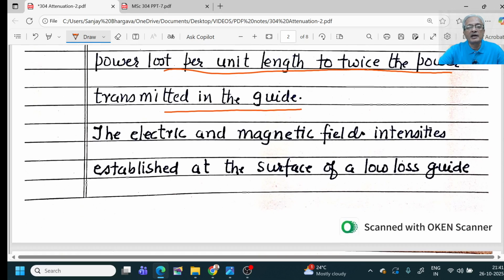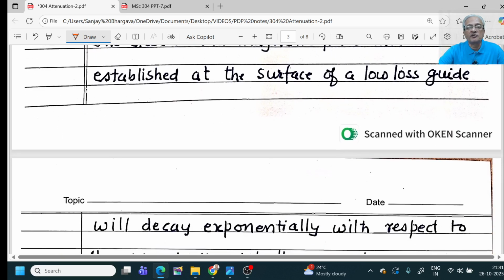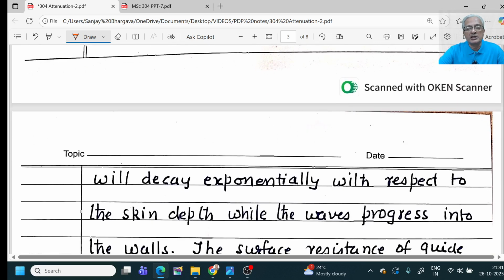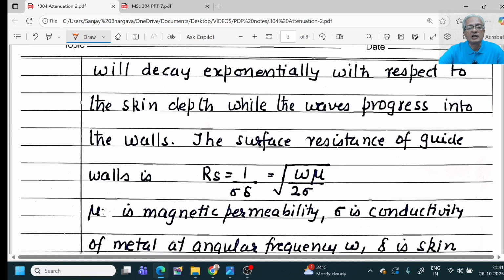The electric and magnetic intensity established at the surface of a low loss guide would decay exponentially with respect to the skin depth while the waves progress into the walls. When waves progress inside the waveguide walls, the fields there decay exponentially with respect to the skin depth. What is skin depth? Basically the depth up to which the fields penetrate the thickness of waveguide walls.